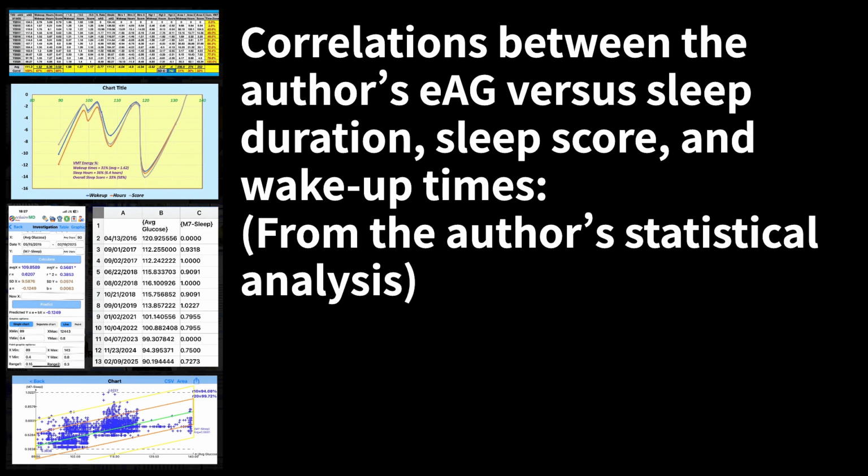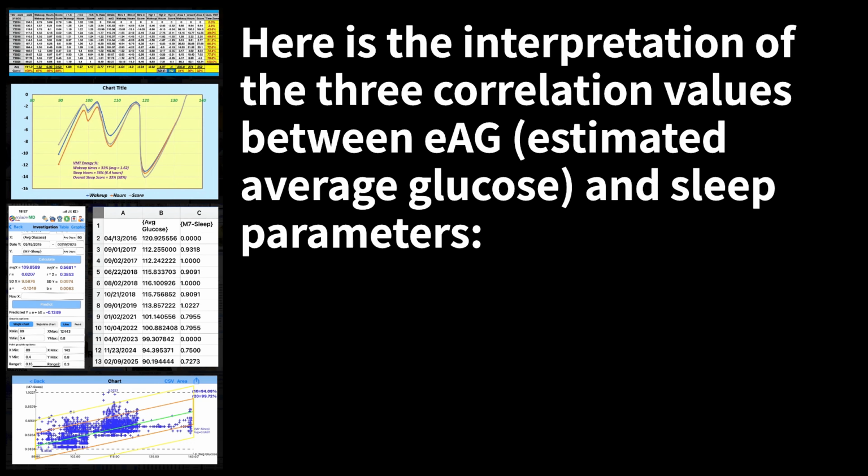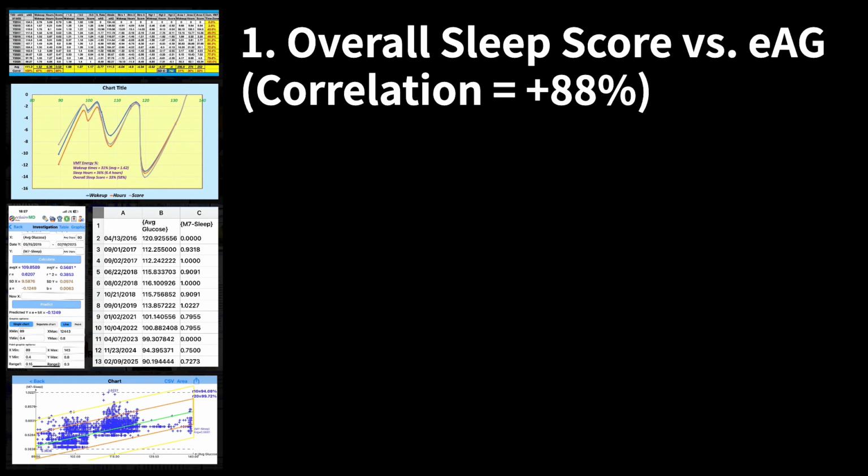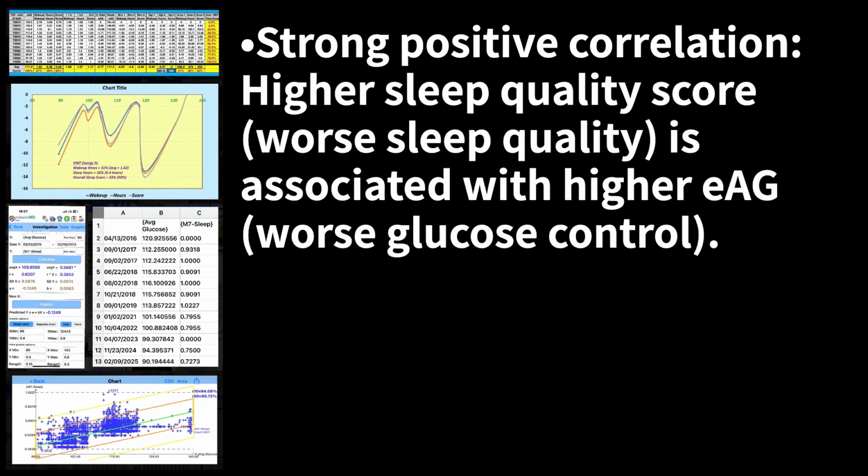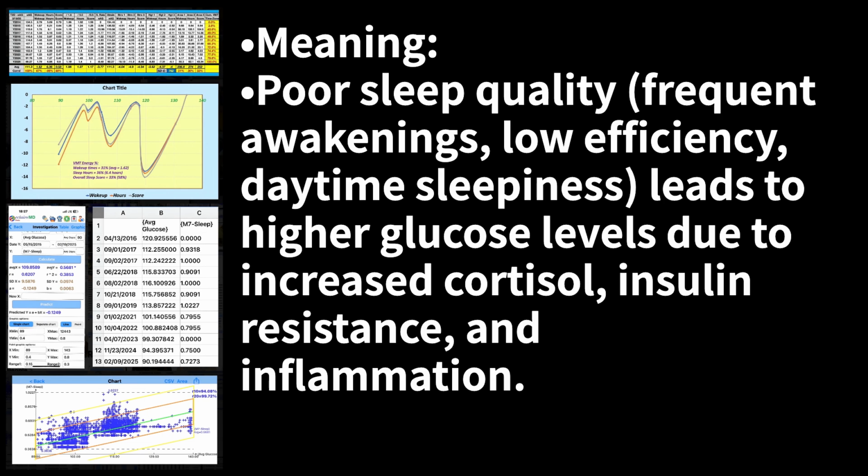Correlations between the author's EAG versus sleep duration, sleep score, and wake-up times, from the author's statistical analysis. Here is the interpretation of the 3 correlation values between EAG, estimated average glucose, and sleep parameters. 1. Overall sleep score versus EAG correlation equals plus 88%. Strong positive correlation. Higher sleep quality score, worse sleep quality, is associated with higher EAG, worse glucose control, meaning poor sleep quality, frequent awakenings, low efficiency, and daytime sleepiness lead to higher glucose levels due to increased cortisol, insulin resistance, and inflammation.